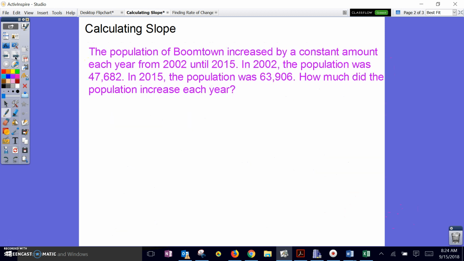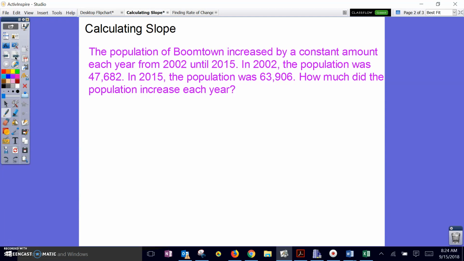Next problem, a little example problem. The population of Boomtown increased by a constant amount each year from 2002 until 2015. In 2002, the population was 47,682. In 2015, the population was 63,906. How much did the population increase each year?